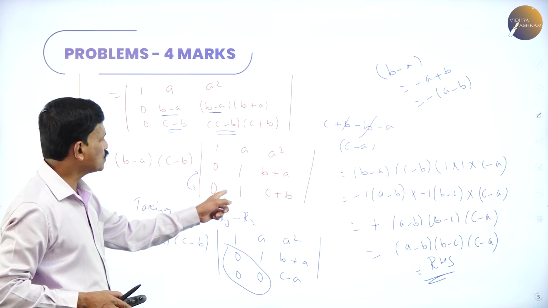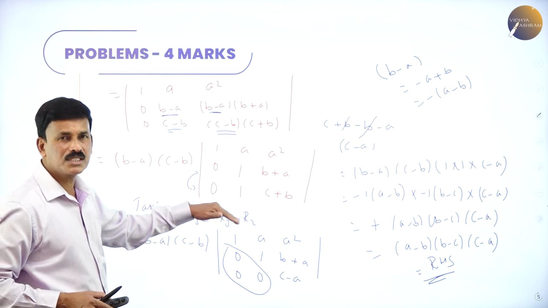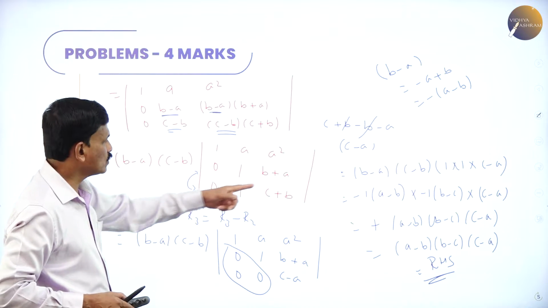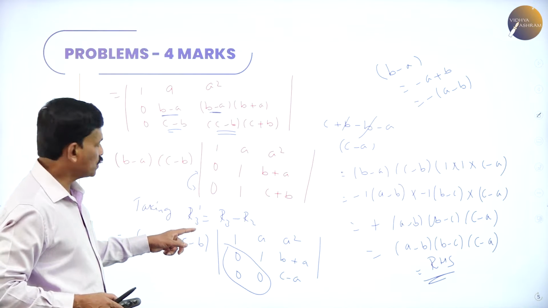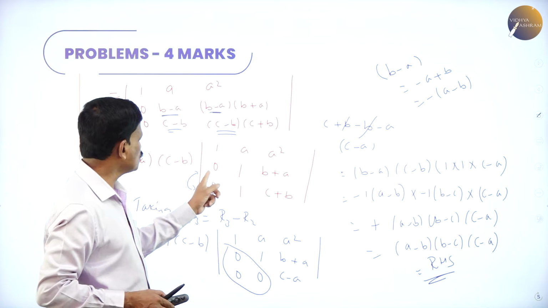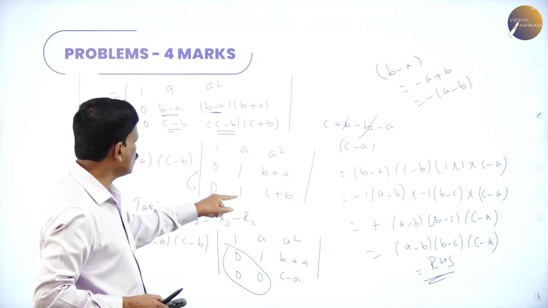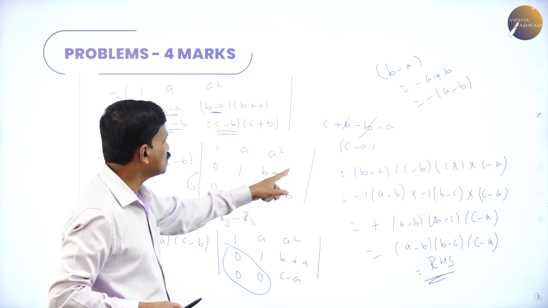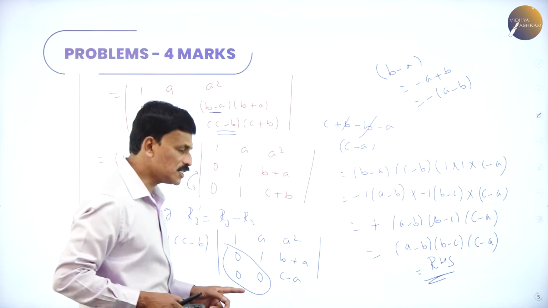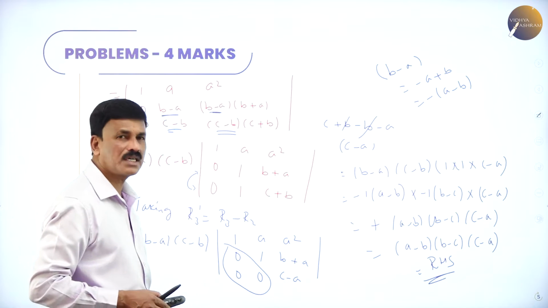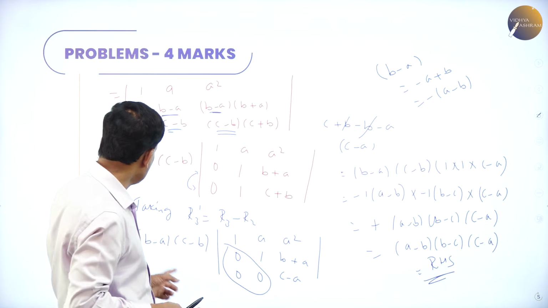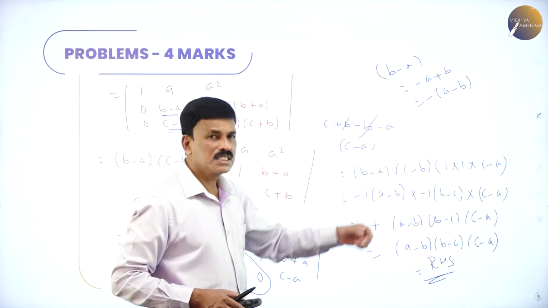Now what is the intention is to convert this 1 as 0. To convert 1 as 0, subtract this, 1 minus 1 gives 0. So for that we can take the elementary operation R3' equal to R3 minus R2. So that is 1, a square; 0, 1, b plus a as it is; 0 minus 0 is 0, 1 minus 1 is 0, c plus b minus b plus a cancel, you will get c minus a. Since all the elements below the principal diagonal are 0, therefore the value of the determinant is 1 into (c minus a). So (b minus a), (c minus b) into (c minus a).